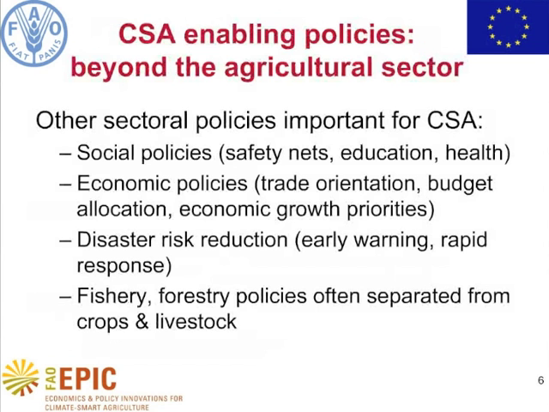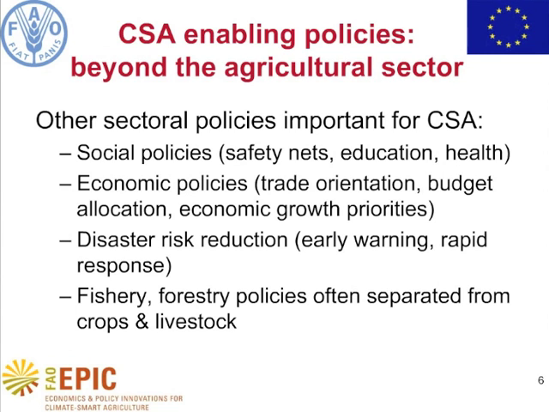Another important point, though, is that CSA enabling policies go way beyond the agricultural sector. A lot of building an enabling framework is also coordination and alignment with other policies. For example, social policies and safety nets are certainly an important one that affects risk management and therefore has a lot of effects on climate-smart agriculture strategies that farmers can adopt.